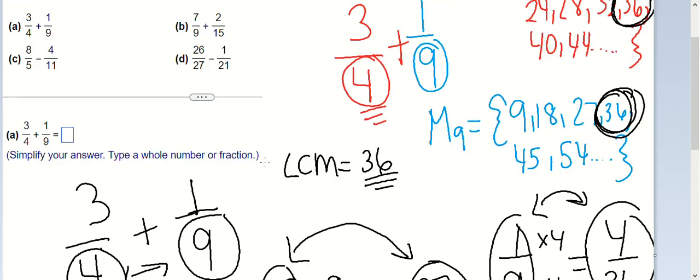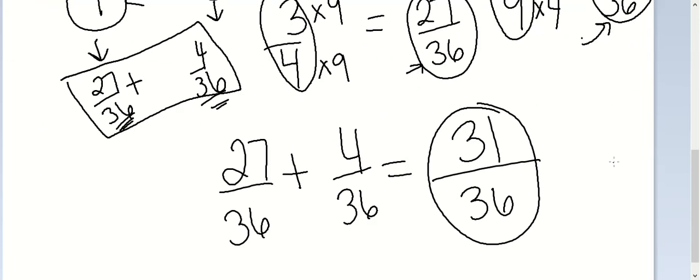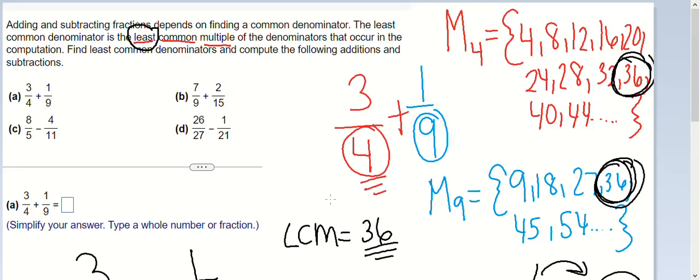So let me see. It says simplify your answer and type a whole number or fraction. So I need to say, can I reduce this at all? Meaning, do 31 and 36 have any common factors? I do not believe that they do. I believe this is in simplest form because I believe 31 is prime. So my answer would be 31/36, which is exactly what I would type into this box right here.